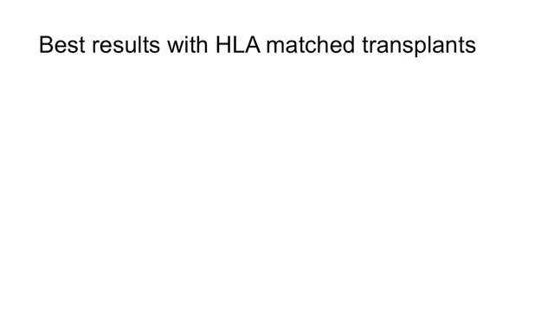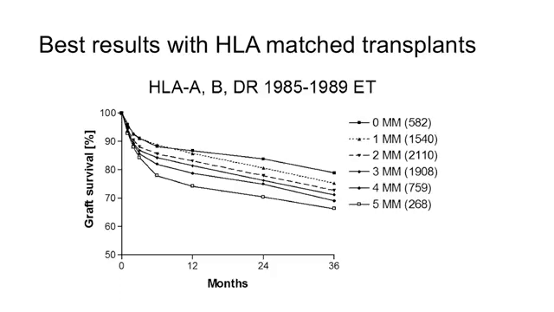Let's first have a look at the HLA matching of donor and recipient. Foreign HLA antigens on the donor organ are the most important targets of the immune response leading to graft rejection. Therefore, it is not surprising that the best transplant results are obtained with HLA-matched grafts. This slide shows that an increased number of HLA mismatches will lead to a poorer graft survival.